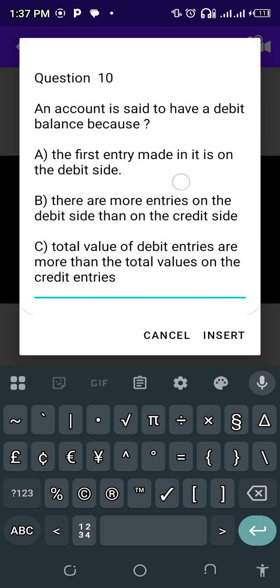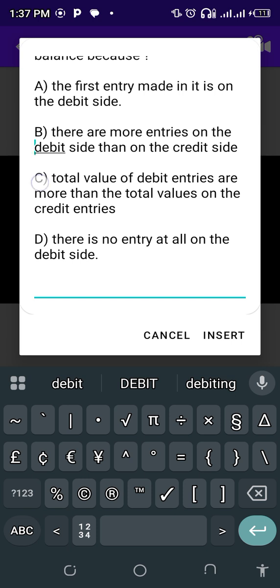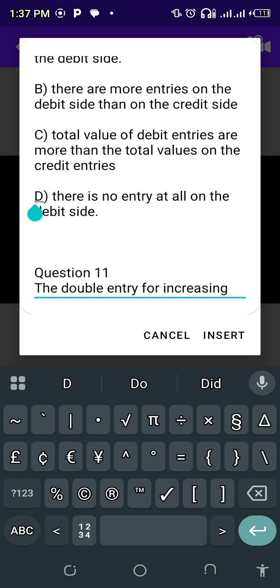Question 10. An account is said to have a debit balance because A. The first entry made in it is on the debit side. B. There are more entries on the debit side than on the credit side. C. Total value of debit entries are more than the total value of credit entries. D. There is no entry at all on the debit side.